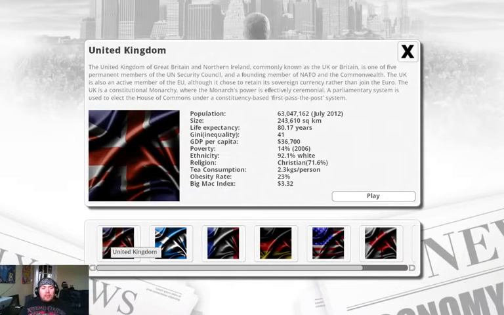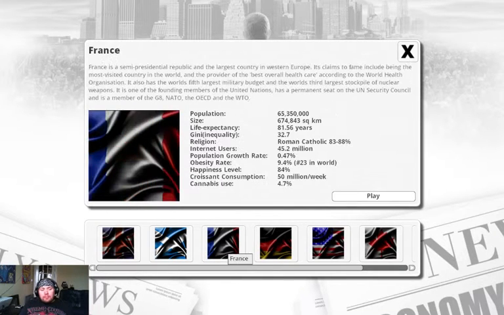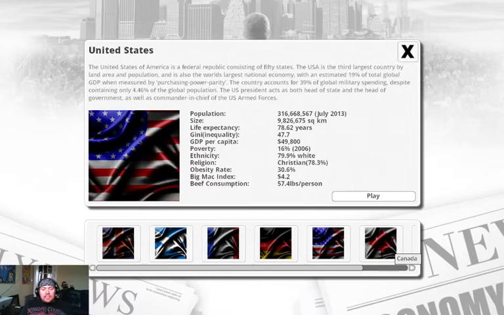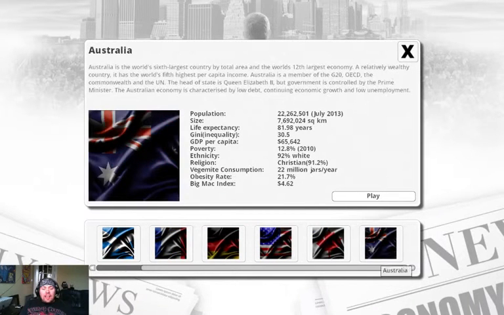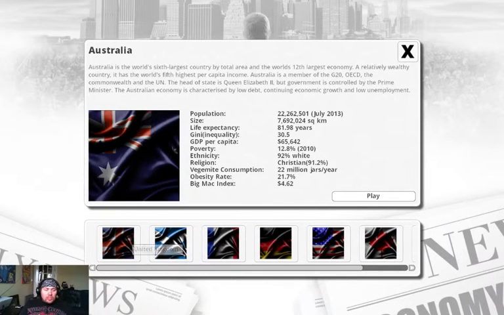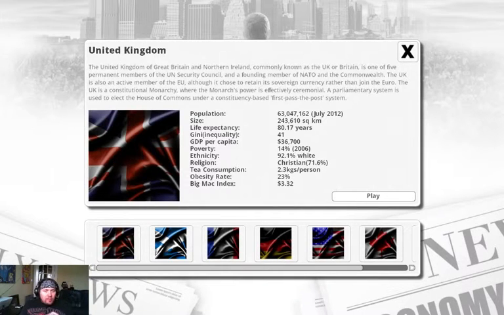What choices do we have? Well, we have the United Kingdom, we have France, Germany, the United States, Canada, and Australia. So obviously I would know the most about the United Kingdom, Great Britain and Northern Ireland. It's one of 5 permanent members of the UN Security Council and a founding member of NATO and the Commonwealth. The UK is also an active member of the EU, although it chooses to retain its sovereign currency rather than join the euro. The UK is a constitutional monarchy where the monarch's power is effectively ceremonial.